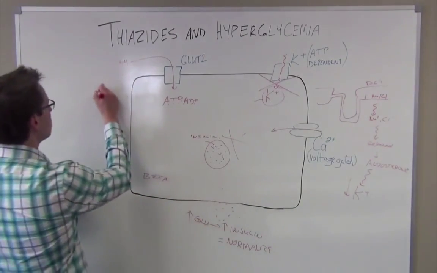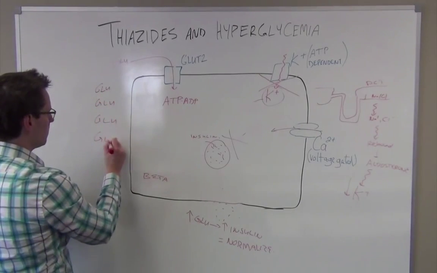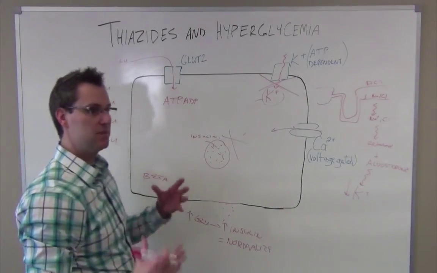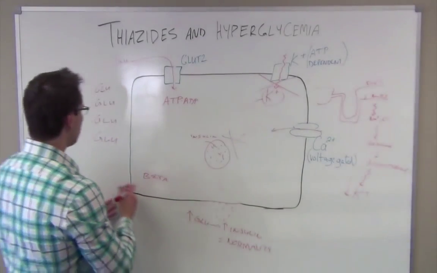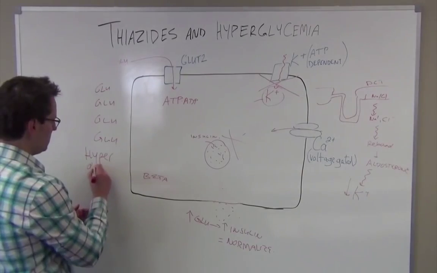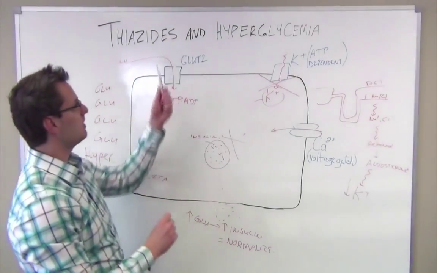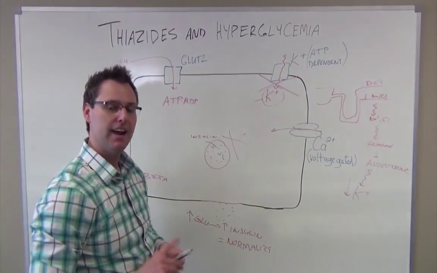So as glucose levels continue to rise, there's nothing out there signaling it to be taken up by cells. Therefore, we get hyperglycemia. And that's the mechanism behind the relationship of thiazides and hyperglycemia.